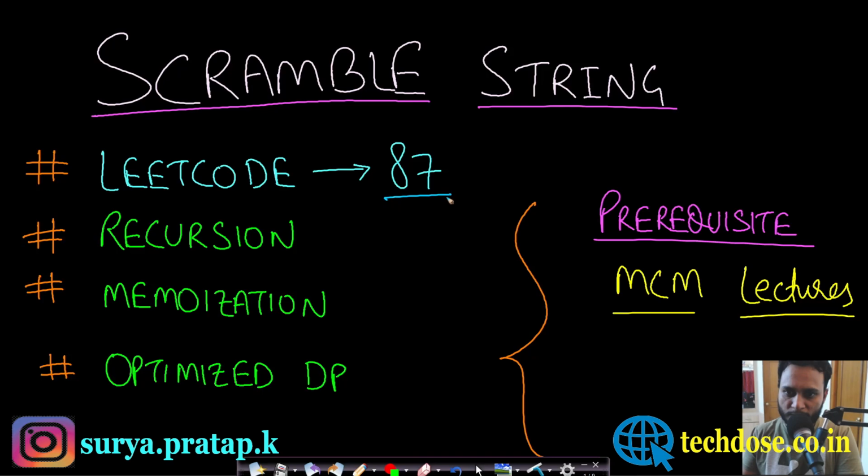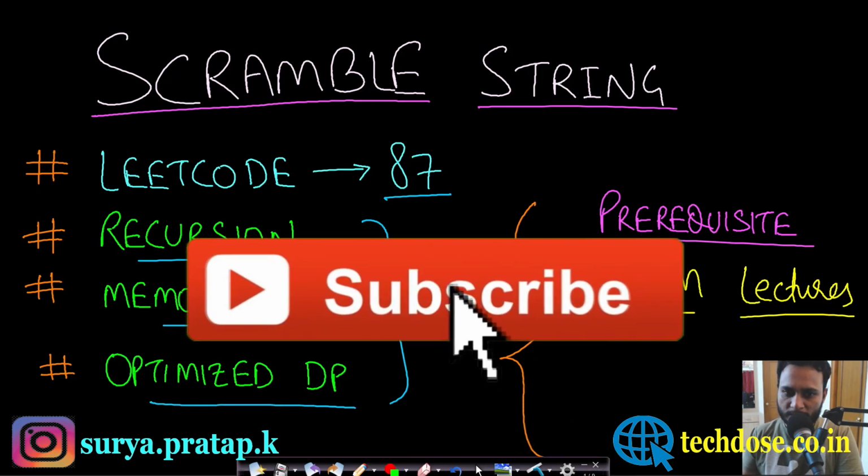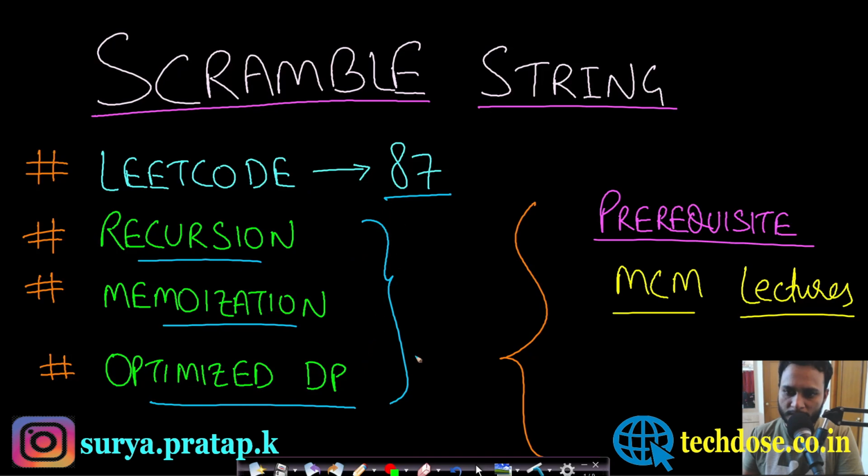This is from LeetCode number 87, and in this problem we will be seeing three techniques which will be recursion, memoization as well as the optimized DP. So I will be showing you the explanation along with the code for all these three techniques.